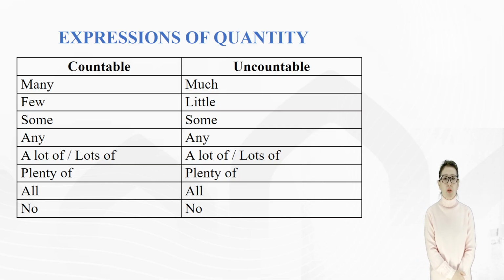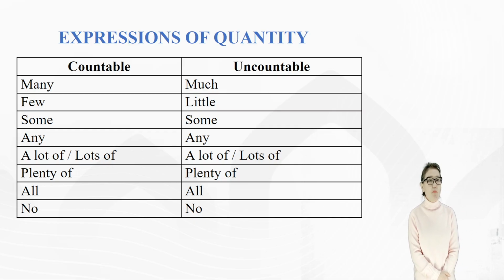Next, any is used in negatives and questions. Example, any milk was not left. Next, much is used with uncountable nouns. For example, much water was needed.